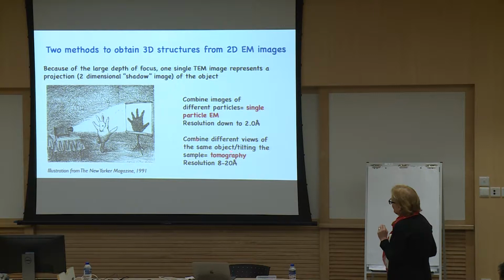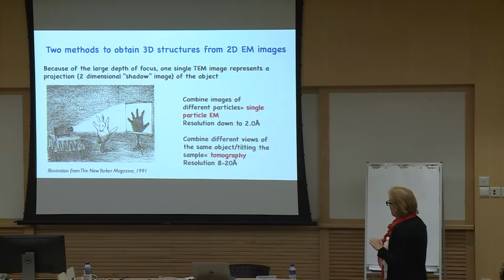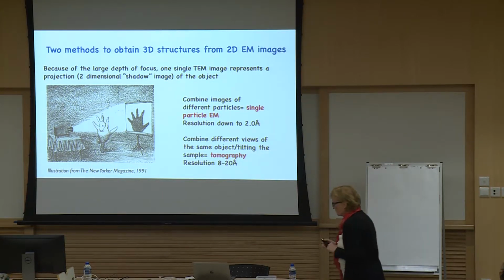In tomography, it's an alternative way. You basically put, and again I have a little movie if I get to it showing this, you have your sample on your grid, but then you tilt the sample, okay? Plus, minus, all we can do is like plus, minus 70 degrees. The beam is here, so you will get different views of the same particle. Here the resolution is somewhat poorer, 8 to 20 angstrom, but it's also getting better all the time.